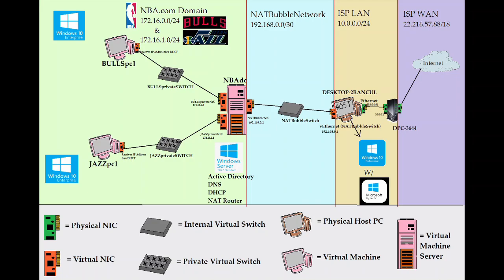So you can see we're going to create a bunch of stuff. We're going to create 3 switches and 6 virtual NICs. The virtual NICs are that orange color there. The NBA DC is going to have 3 NICs. The Bulls PC and the Jazz PC just have 1 NIC each. So just refer to this diagram throughout, like print it out or something, because it'll hopefully start to make sense as we piece everything together and go through this project.